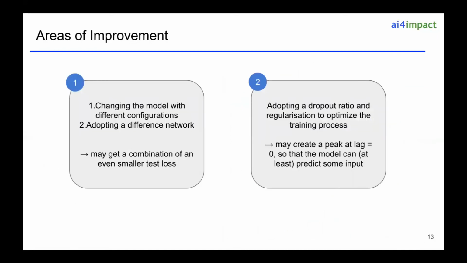There are two areas of improvement. First, to get an even smaller test loss, you can change the model with different configurations or adopt a different network. To reduce lag, we can also adopt a dropout ratio and regularization to optimize the training process.